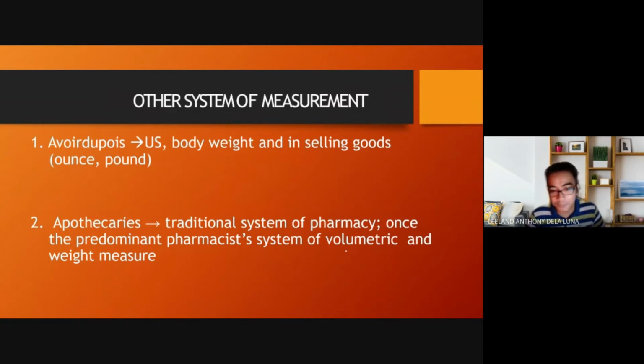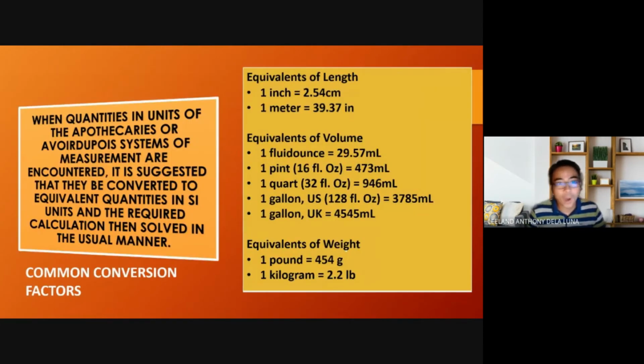So what's the predominant pharmacist system of volumetric and weight measurement? Ito yung dati. So, when quantities in units of the apothecaries or avoirdupois systems are encountered, it is suggested that they usually be converted to equivalent quantities in SI units. Kasi again, nowadays, the standard, class, in any pharmacy practice will always be using an SI unit. So, units and the required calculations then solved in the usual manner.